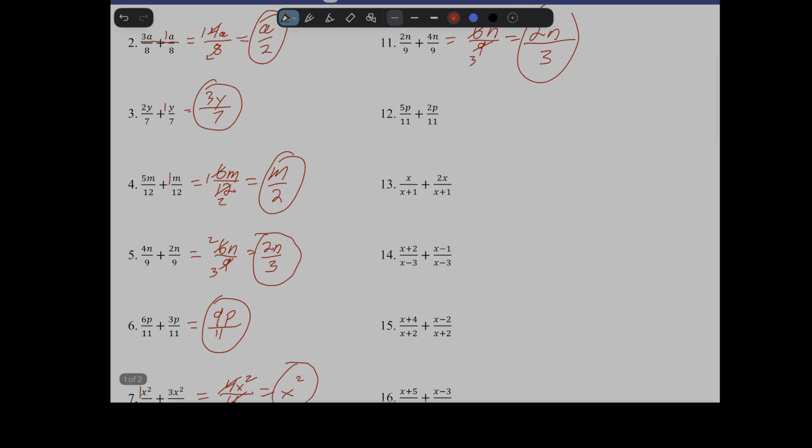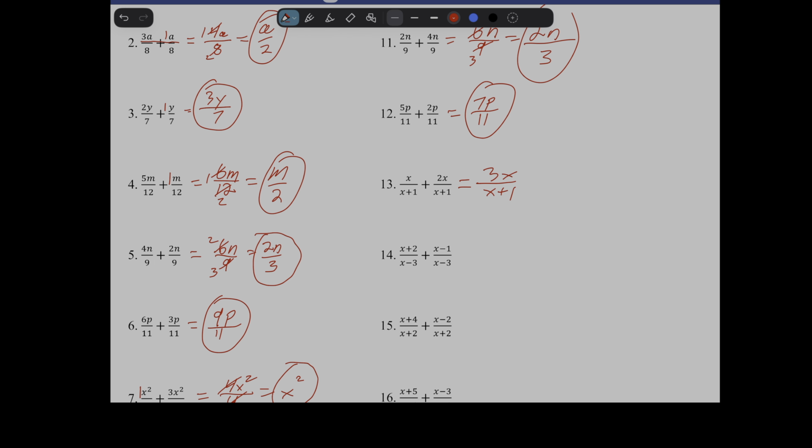Let's keep going. Okay, I have a common denominator of 11. So remember, you don't add or subtract them. You just copy them. Okay, and that's all we do with denominators. What do you do when you have a common denominator? You just copy it. Okay, what's x plus 2x? That's going to be a 3x.